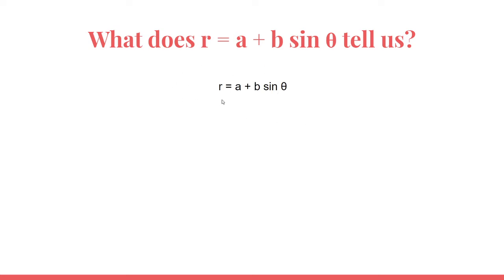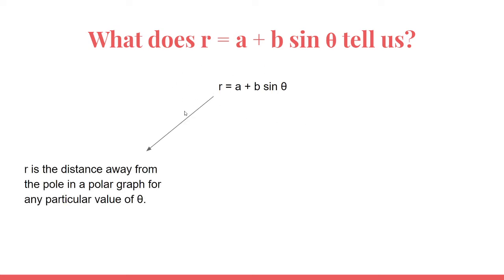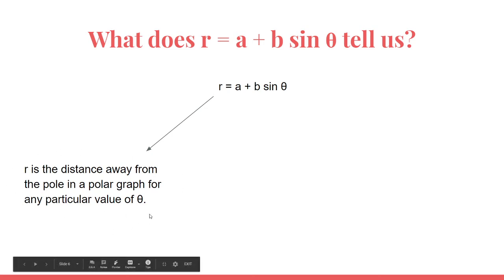And it looks like that. The r value of this equation is the distance away from the pole of any value that's generated from theta. So if you plug in a value for theta, you will get an r value through this equation, and that is the distance away from the pole. So putting them together gives you the polar coordinates.